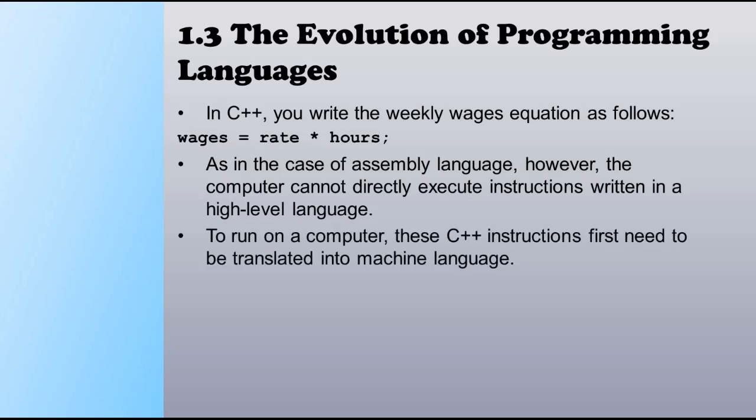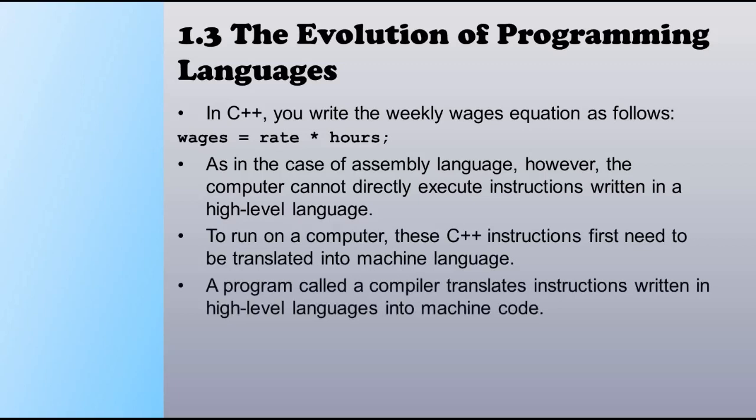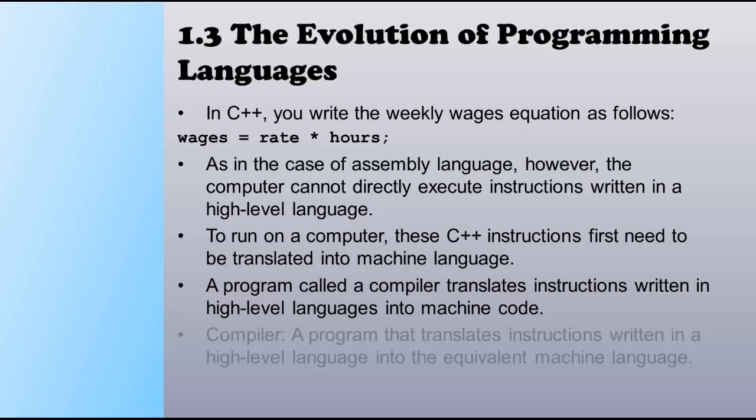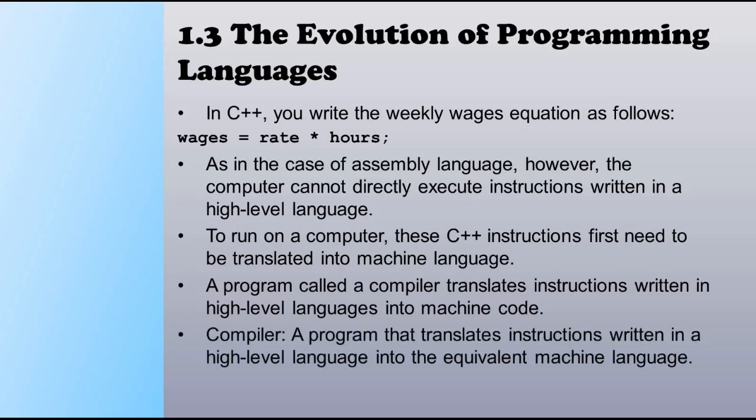To run on a computer, the C++ instructions first need to be translated into machine language. A program called a compiler translates instructions written in high-level languages into machine code, which means that the compiler compiles the source programming language into a target programming language. Compiler: a program that translates instructions written in a high-level language into the equivalent machine language.